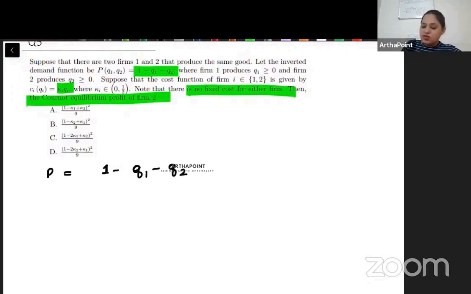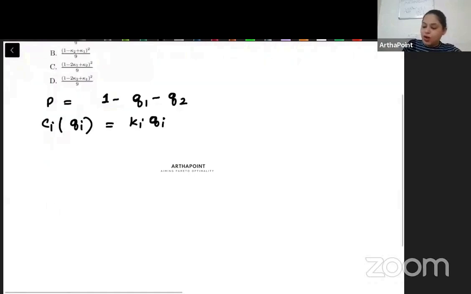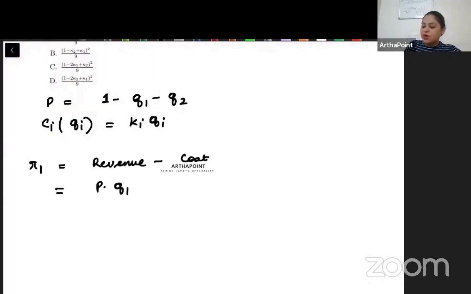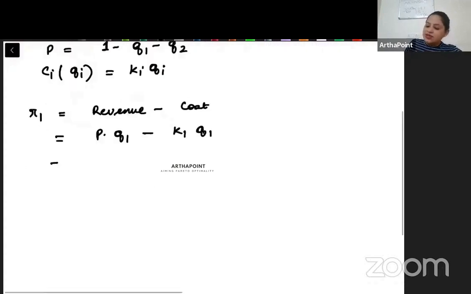Right? The cost function is given as Ki, Qi. So it will be K1, Q1 and K2, Q2. Now this says find out the profit. So profit of firm 1. This will be revenue minus cost. So revenue will be price into quantity of firm 1 minus cost of firm 1, right? So price is 1 minus Q1 minus Q2 into Q1 minus K1 Q1.